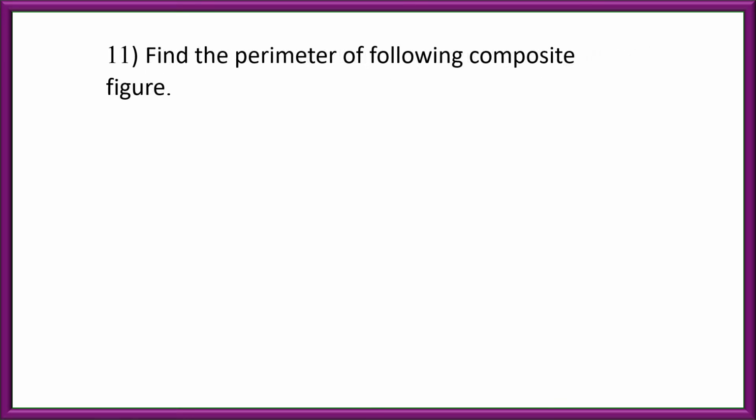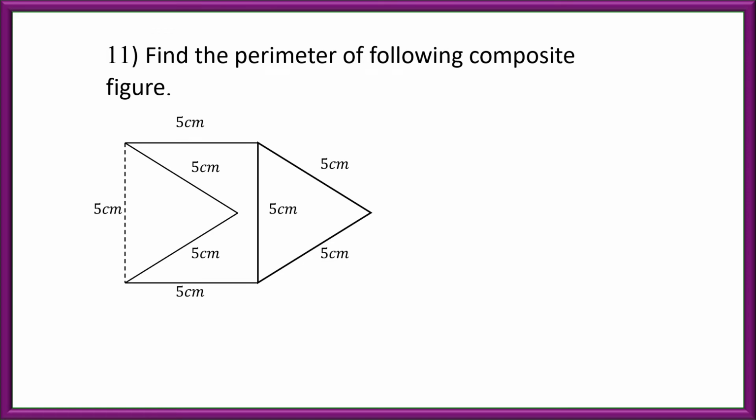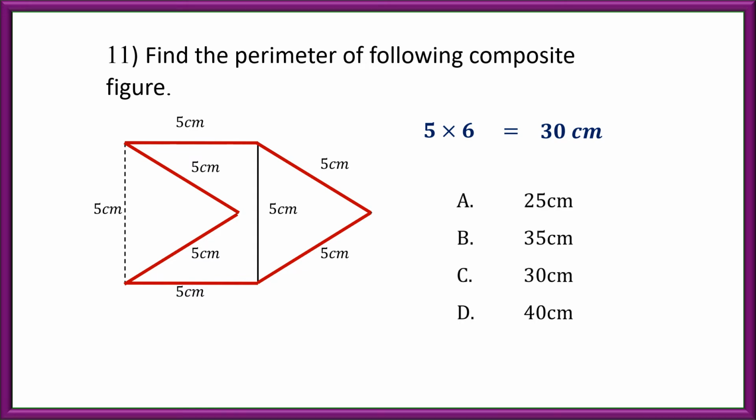Question number 11. Find the perimeter of the following composite figure. Here, carefully observe around this composite figure. Then we can see 6 parts of equal line segments. Therefore, here we know the length of one line segment, that is 5. There are 6 line segments. Therefore, we can take the perimeter as 5 times 6. That is 30 centimeters. Then the answer should be the third one, 30 centimeters.